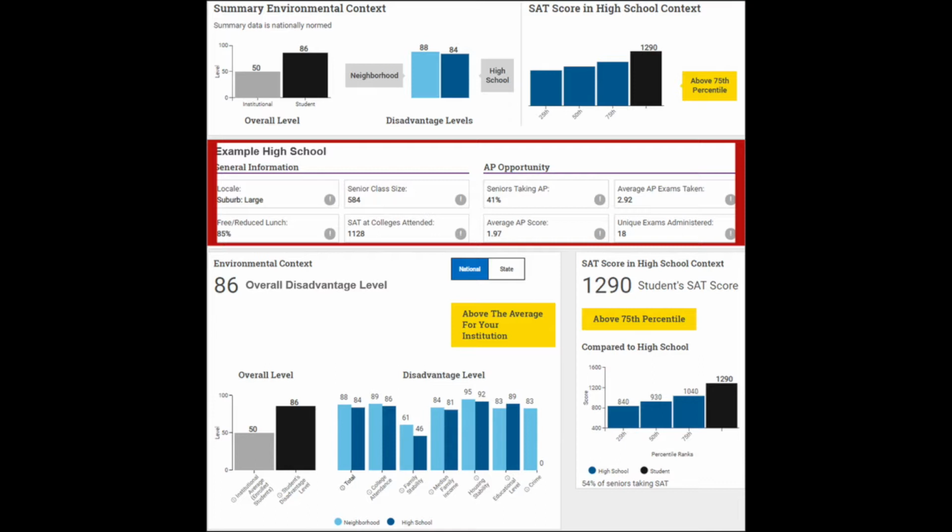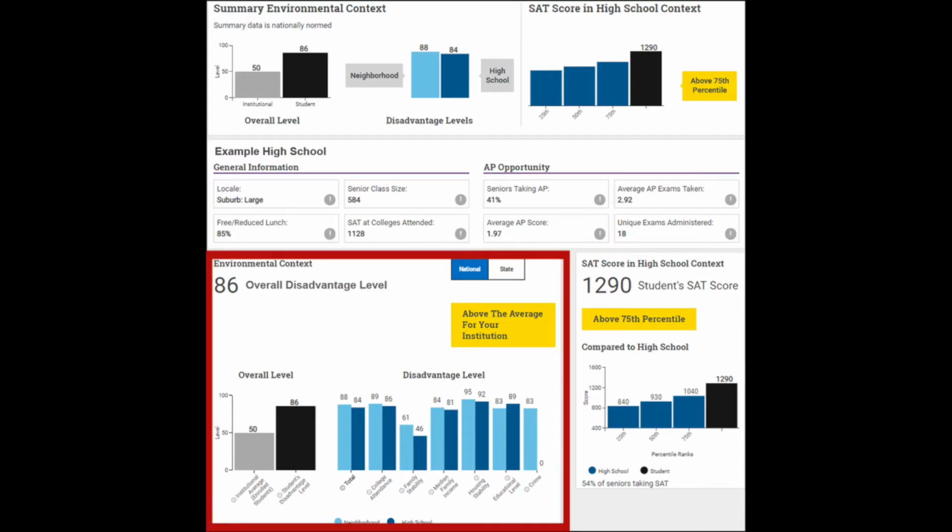The average AP exams taken is 2.92, so almost 3. And then it says unique exams administered. So how many different AP exams at this school were taken on AP test day, 18 different tests were taken. So that's a fairly good amount. I would say that's what I expect to see at the average high school that's well-resourced in the United States, between 10 and 20 AP classes offered. So I would say with regard to AP, pretty average.